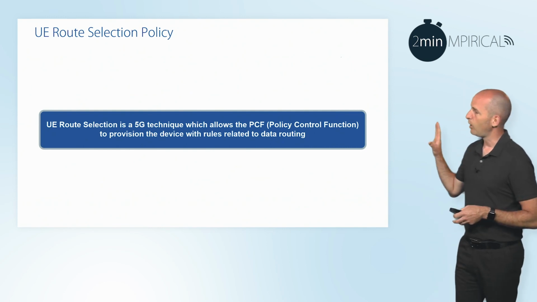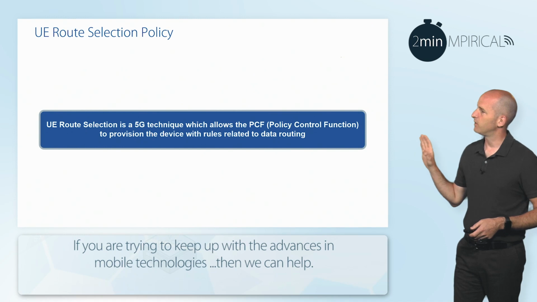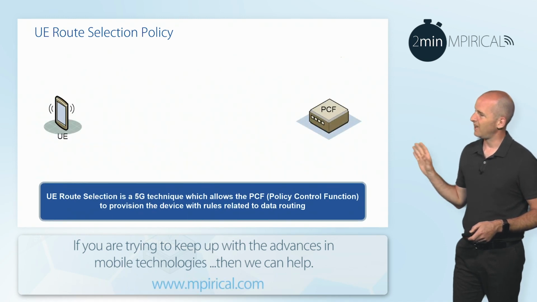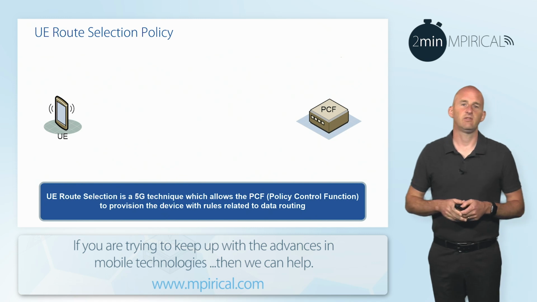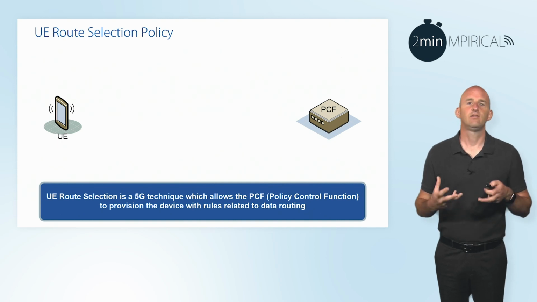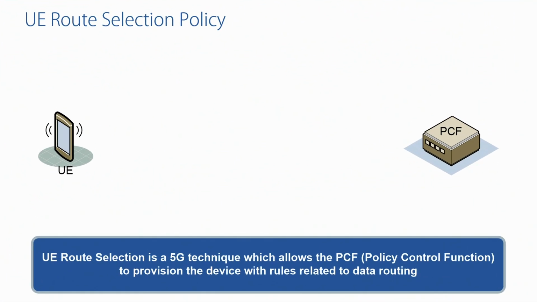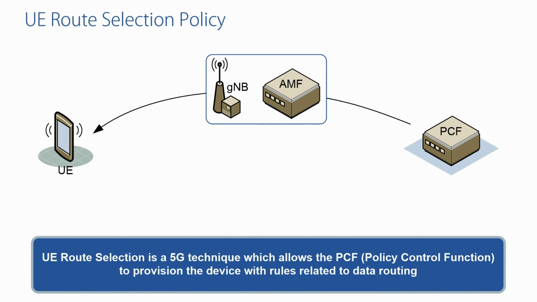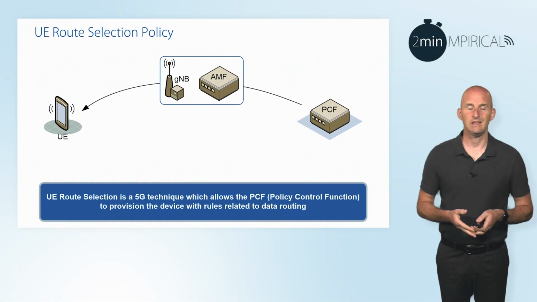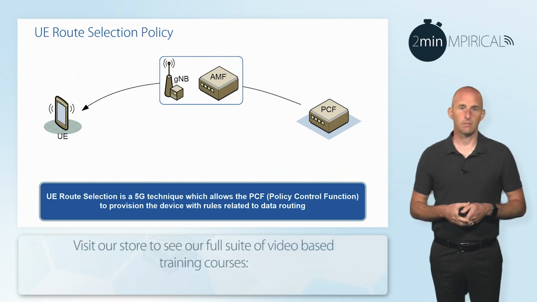Now you can see the policy itself for UE route selection is provided to the device by the policy control function. So we've got this kind of scenario in place. Now in our diagram the device is a smartphone, but it is worth noting that it doesn't have to be a smartphone. Any 5G end device could potentially use UE route selection policy. Now, a key point to note here is that the PCF does not have a direct communication path to the device. It's got to use the access and mobility management function and of course the gNB in order to get any route selection policy down towards that user equipment.